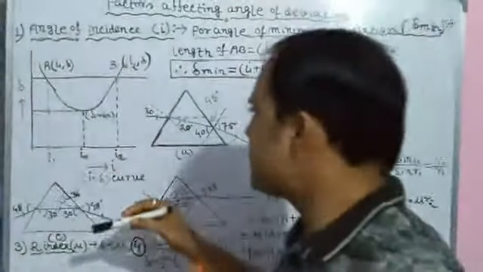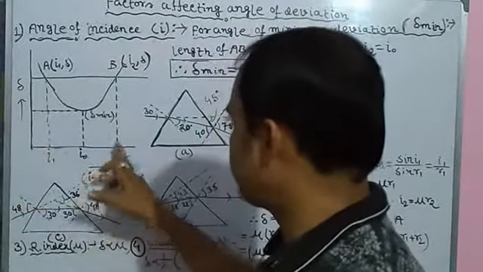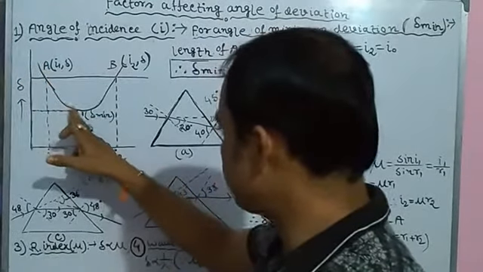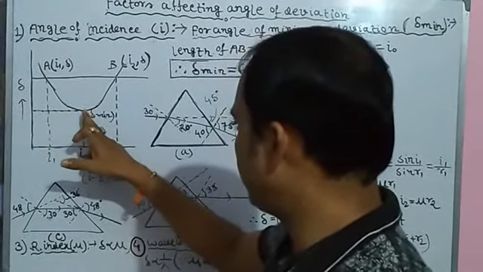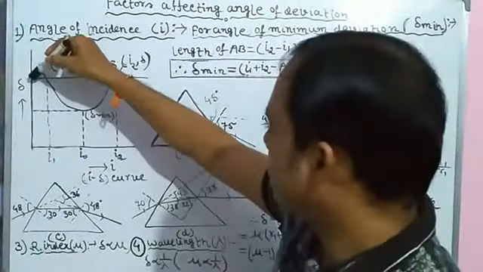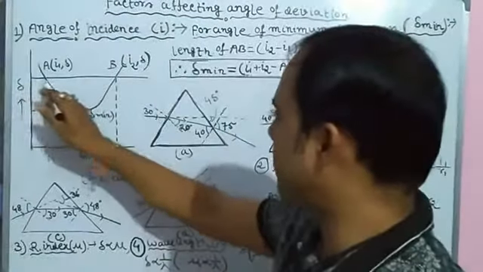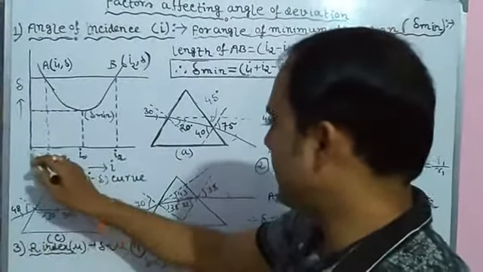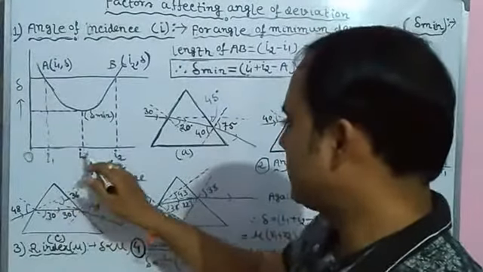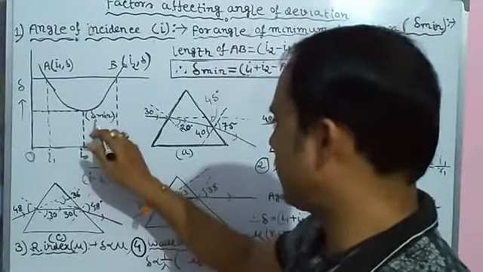From this graph you can see, as I have told you, with the increase of the angle of incidence, at first the angle of deviation decreases, then it reaches its minimum value, then again it increases. This axis represents deviation, and here it is 0. It is the first angle of incidence. Then at this point it reaches its minimum, and it is called delta minimum.